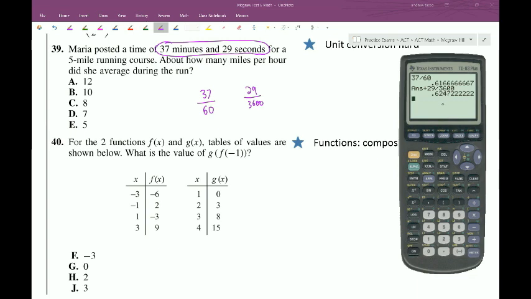So 5 miles in this many hours, right? So she did 5 miles in 0.624 hours. So that's miles per hour. So you have to just do 5 divided by answer. And that gives you 8.